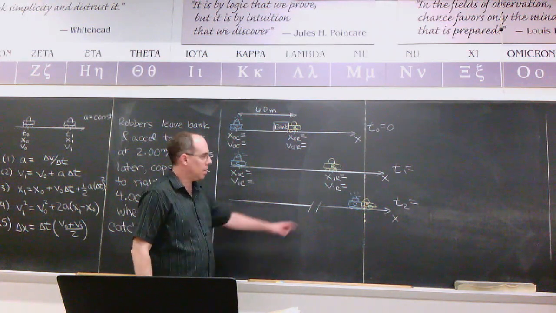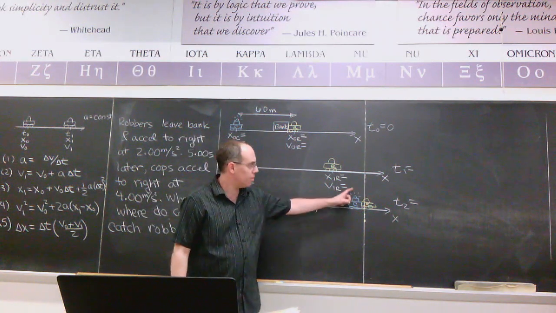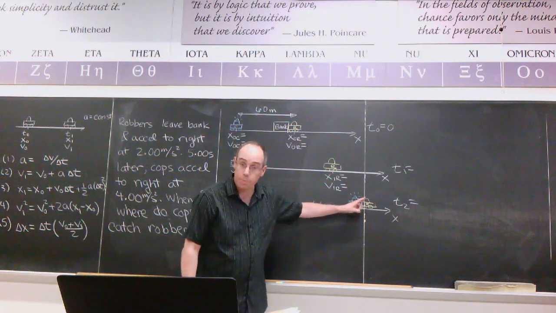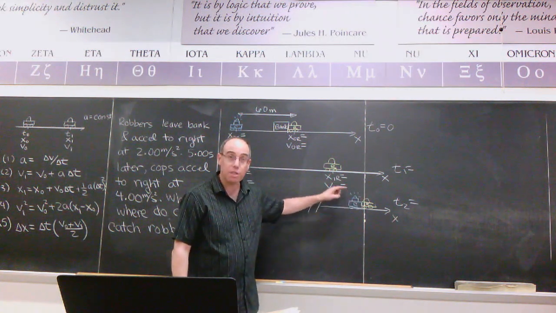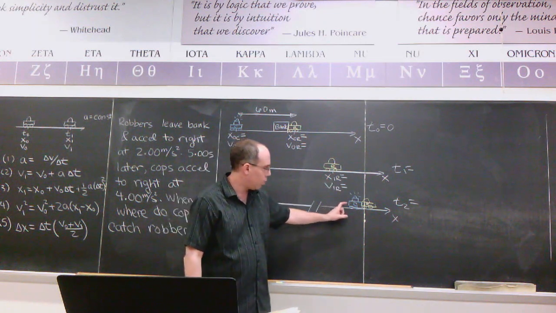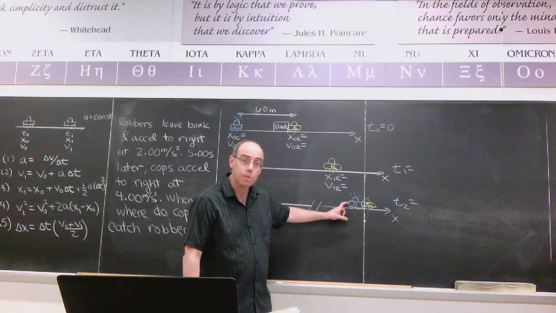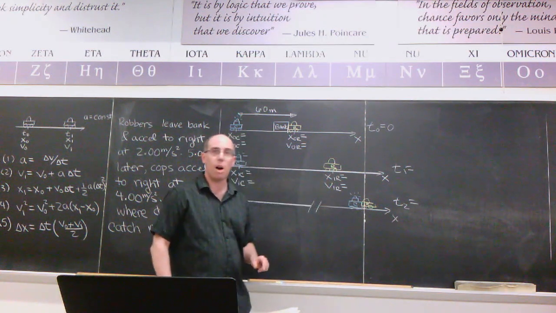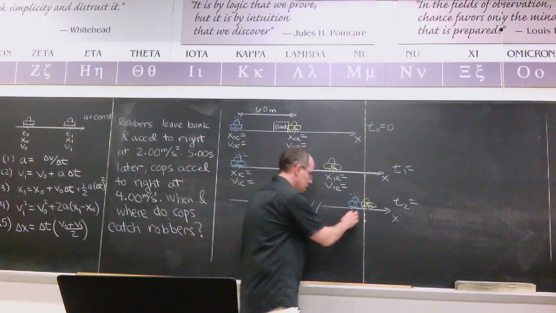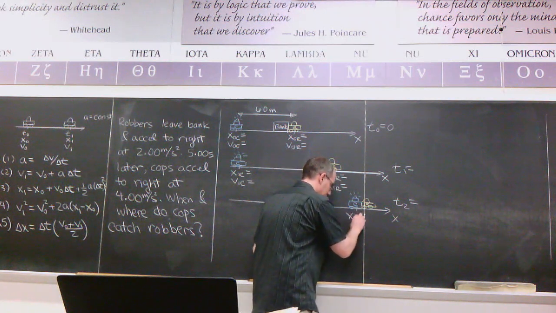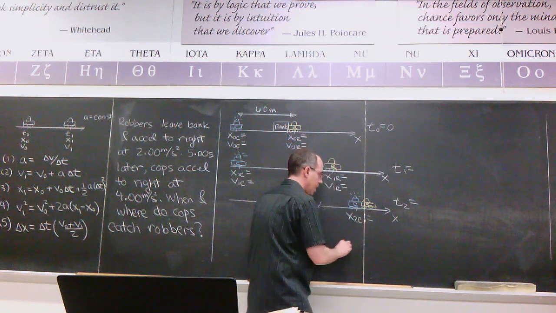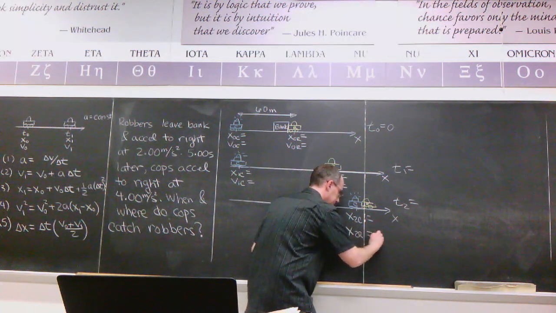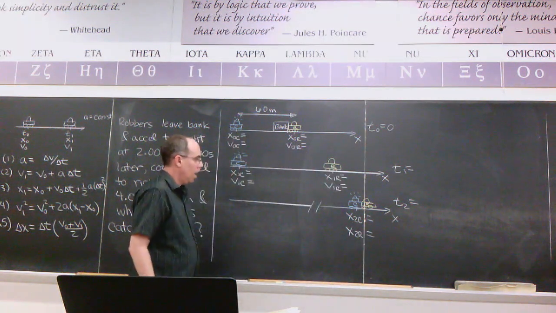Okay? Now, at this last moment of interest here, we don't need any velocities. Right? And the cops and robbers are actually at the same position, but it will still be helpful to have one symbol for the position of the cops at this last moment of interest, and one symbol for the position of the robbers at this last moment of interest. Okay, so we'll put in x2 cops and x2 robbers.